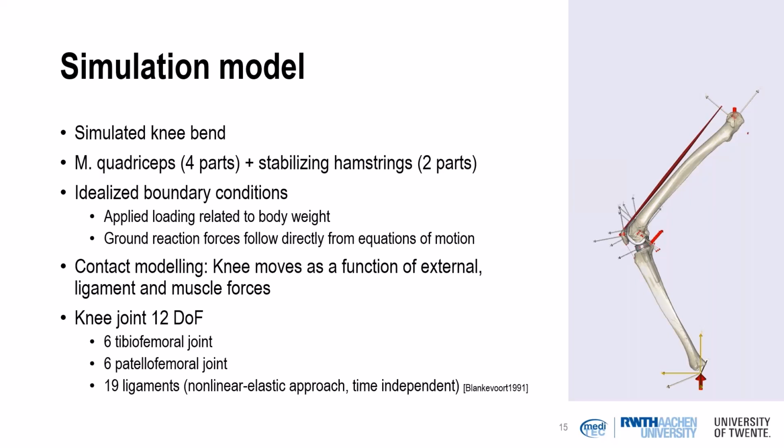Then we set idealized boundary conditions, so a load applied related to overall body weight, which we estimated from anthropometric data. We modeled the knee using force-dependent kinematics, so that it moves as a function of external forces, ligament forces, and muscle forces. And we set all degrees of freedom.